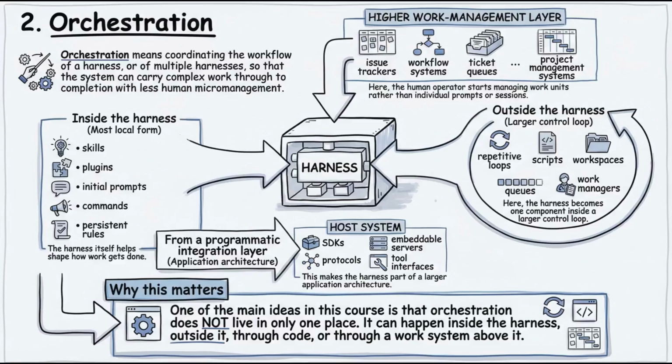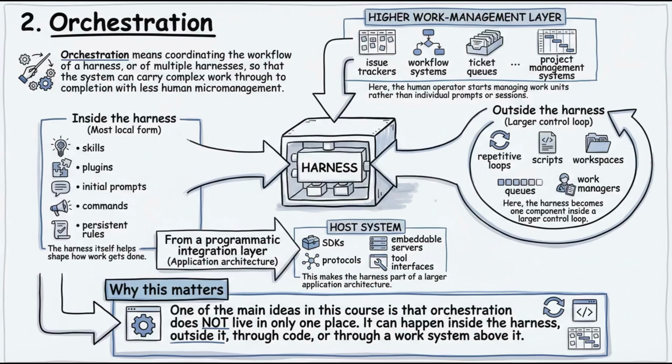Let's move on to our second major concept, orchestration. In simple terms, orchestration means coordinating the workflow of a single harness or multiple harnesses working together. The goal here is to enable the system to carry complex tasks all the way through to completion, requiring significantly less human micromanagement. How does this coordination actually happen? It can occur at several different levels. First, it can happen directly inside the harness. This is the most local form of orchestration, where the harness itself helps shape how work gets done. It does this through internal tools like specific skills, plugins, initial prompts, custom commands, or persistent rules.